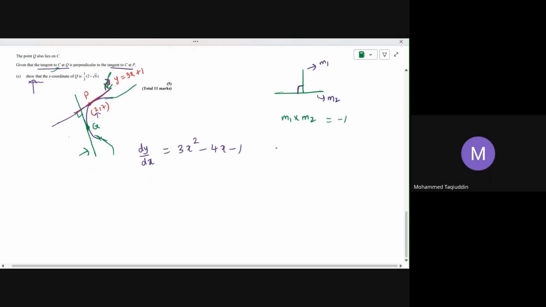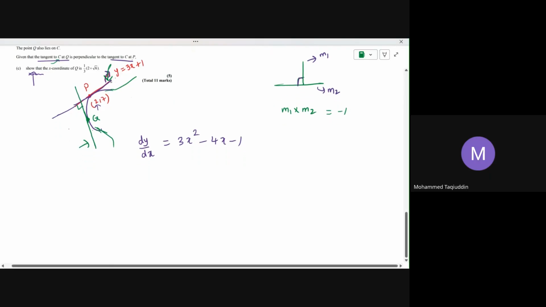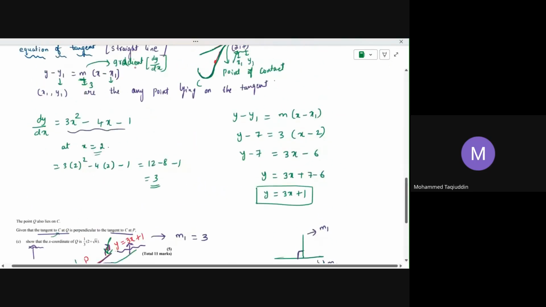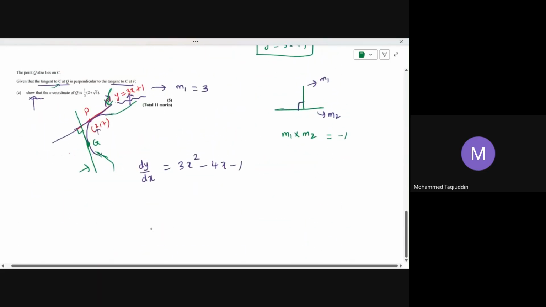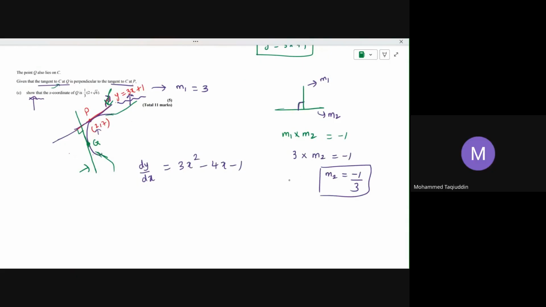Okay, so let me take the gradient. Suppose this line has the gradient m1, and how much was the gradient for this line? That is 3, right? You can see here y equals mx plus c, you have the gradient 3. Also, we had initially found that the gradient is 3 at the first point. So I'll substitute m1 as 3. Now I'm going to put the value of m2. So m2 is -1/3, isn't it? Yes, -1/3.